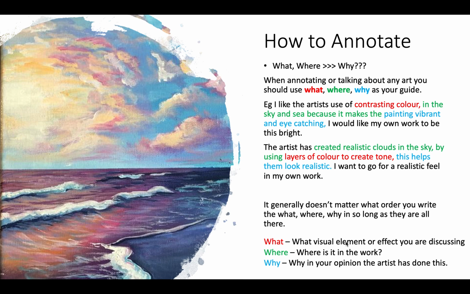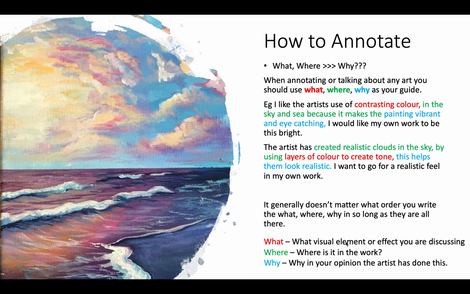As you can see, the what is highlighted in red, the where is highlighted in green, and the why is highlighted in blue. Another statement that gives an example of this is the artist has created realistic clouds in the sky by using layers of colour to create tone. This helps them look realistic. I want to go for a realistic feel in my own work.